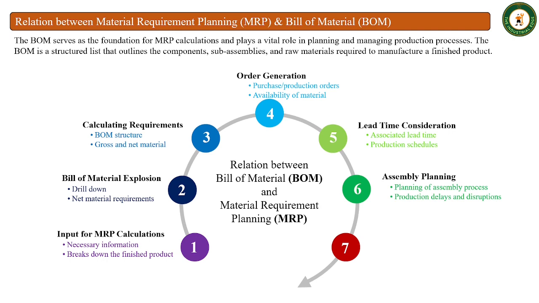The bill of material is an essential element in the MRP process, providing the structure and detail needed to calculate material requirements, generate purchase and production orders, and ensure a smooth and well coordinated production process. The accurate and up-to-date BOM information is crucial for the MRP system to effectively plan and manage production activities. So this is all about the relation between MRP and BOM.